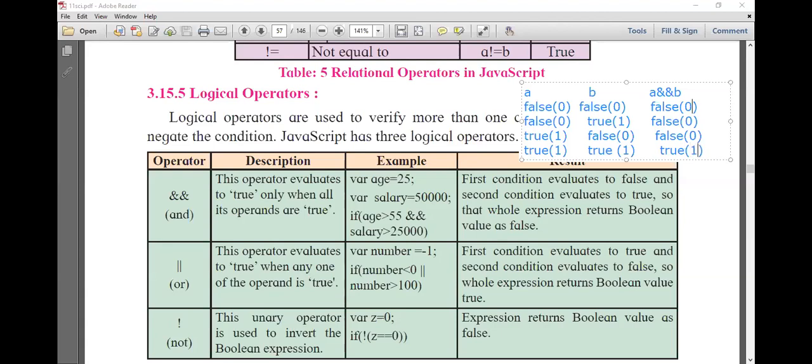So always consider that A ampersand ampersand B means A multiplied by B, the value of A multiplied by the value of B. This is the simplest way to remember the values of ampersand. 0 and 0 is 0, 0 and 1 is 0, 1 and 0 is 0, 1 and 1 is 1. Right?